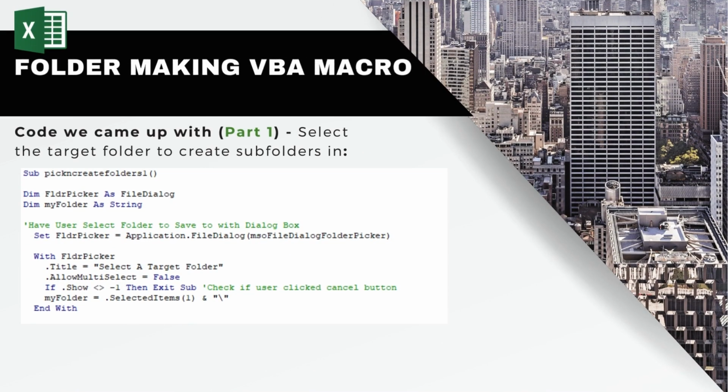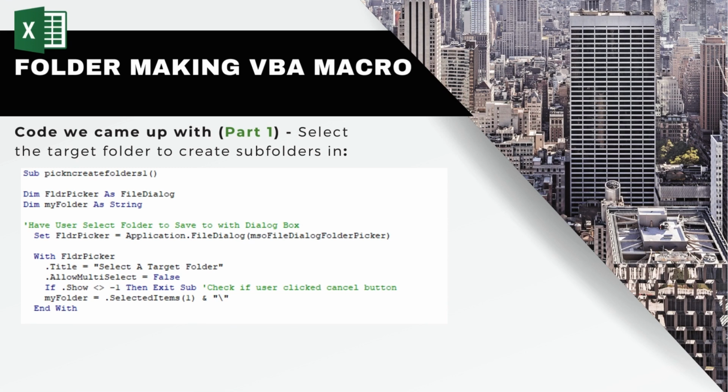So with all these disciplines that we learned, we had to come up with this code. The code we came up with is part one. We wanted to select the target folder to create the subfolders in. So I copied a piece of the code that I wrote here. First we declared the file picker as a file dialog, then we declared my folder as a string. Then we had to set the folder picker application dialog as an application file dialog, MSO file dialog folder picker.